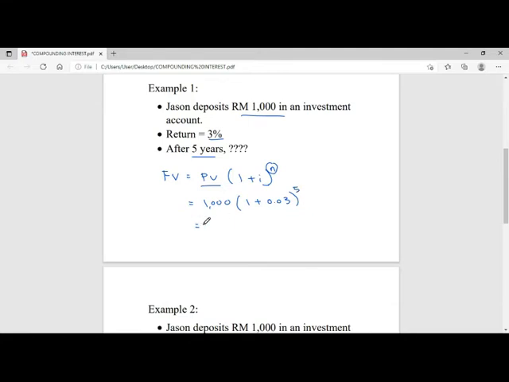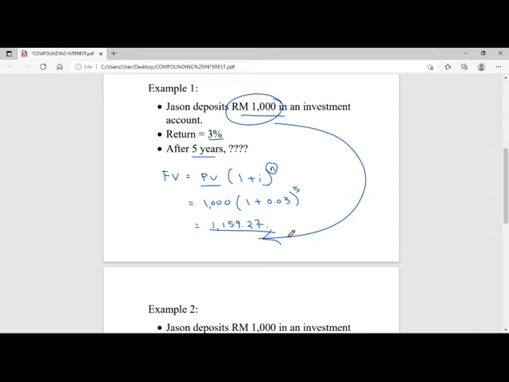So what you need to do for the calculation is you just have to take the 1,000 and multiply with 1.03 to the power 5, and you will get the figure as below. 1,159.27 ringgit. So this simply means that if Jason deposits the 1,000 ringgit in the investment account today, and given that the return for this investment account is 3% every year, after 5 years, the 1,000 here will grow to 1,159.27 ringgit. So this is the powerful thing about the compounding interest.